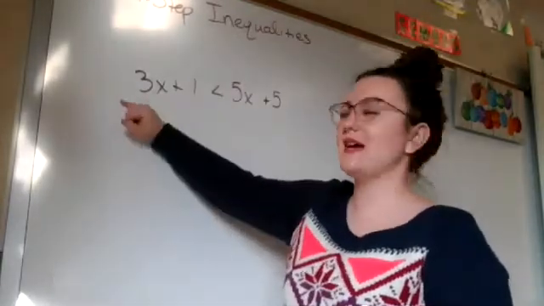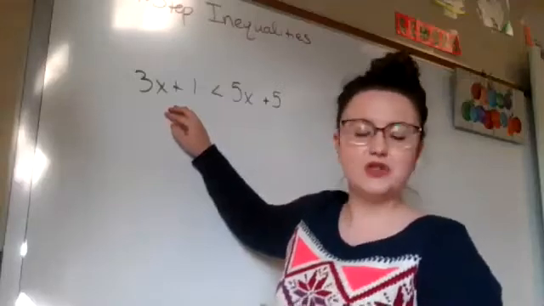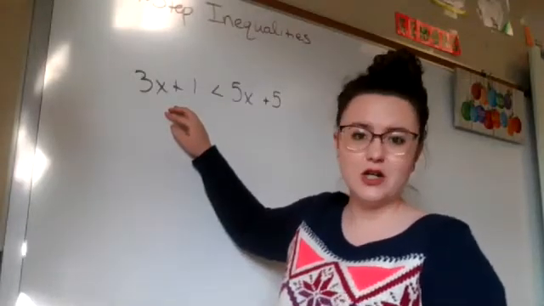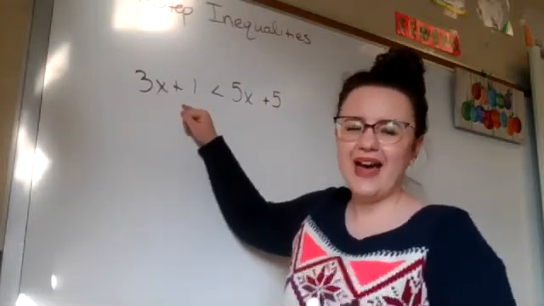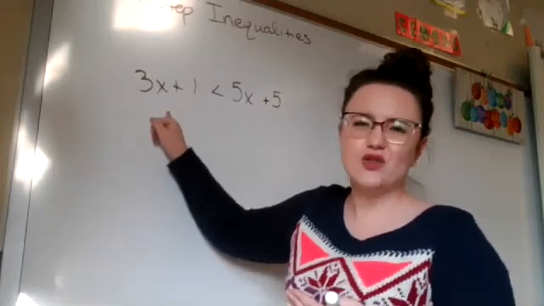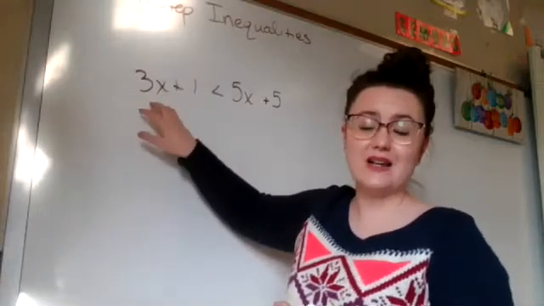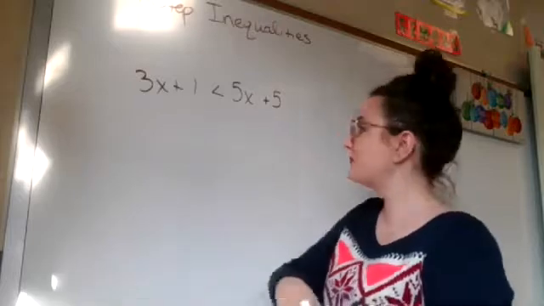If I look on the left-hand side, 3x plus 1. This does not have any distribution because there are no parentheses. And it doesn't have like terms because 3x and 1 don't both have a variable. So they're not like terms. So there's nothing I can do on this side of the inequality to simplify it. It's as simple as it's going to get.